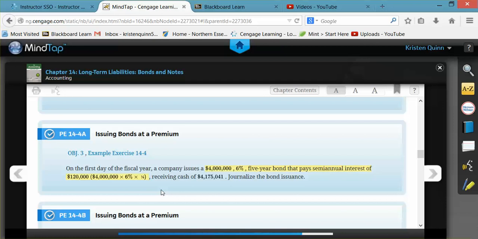When it shows the $4 million, 6% 5-year bond that pays interest semi-annually, this is our contract that we've agreed to with the bondholder. We've agreed that 5 years from now, we will write them a check for $4 million. We will also give them $120,000 every 6 months for the next 5 years.